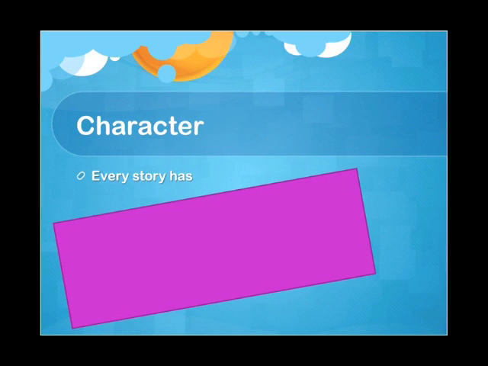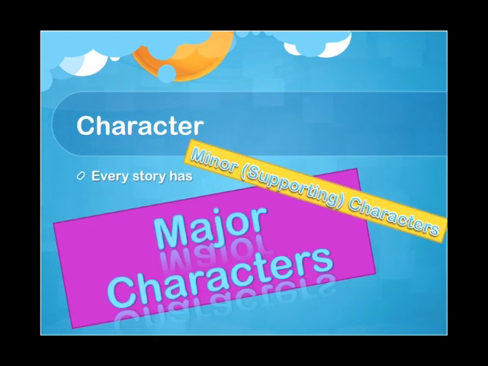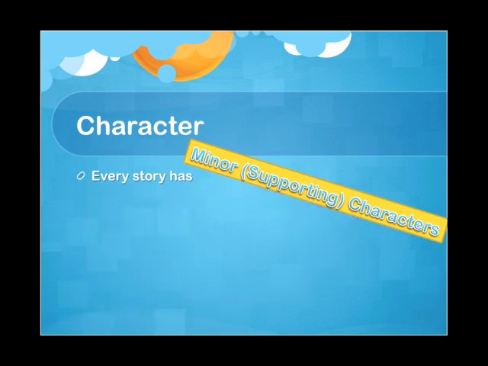To talk about characterization, we have to first talk about characters and the types of characters that we see in stories and novels. Every story that you ever read is going to have major characters, who are the major source of the plot. They're there the whole time and they're the main focus of the plot. And every story is going to have minor or supporting characters who help move the story forward, but they're not a major part of the plot.